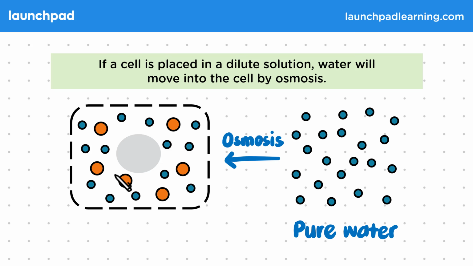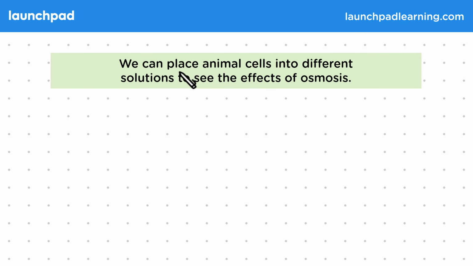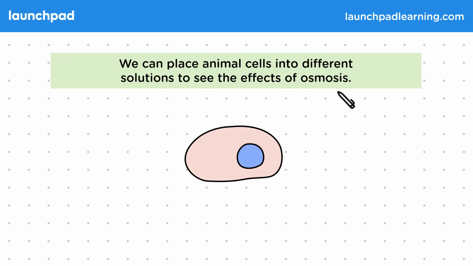Let's take a look at the effect that osmosis can have on cells. We can place animal cells into different solutions to see the effects of osmosis. In this diagram is an animal cell inside an isotonic solution. There's no net movement into or out of the cell. Remember, this is because the concentration of the isotonic solution is the same as the concentration in the cytoplasm. Therefore, with no concentration difference across the membrane of either water or solutes, there will be no net movement.